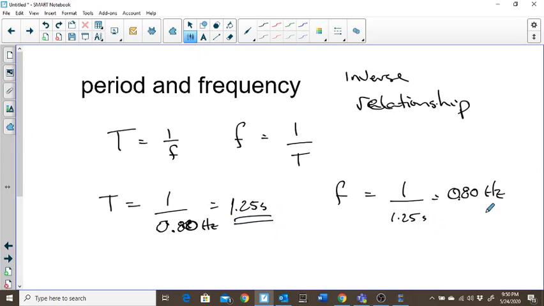So this is the relationship. So period and frequency, an equation we need to know. For repeated motion, and this is where we're using it, the period, the time for one motion, is 1 over the frequency, or the frequency is 1 over the period.